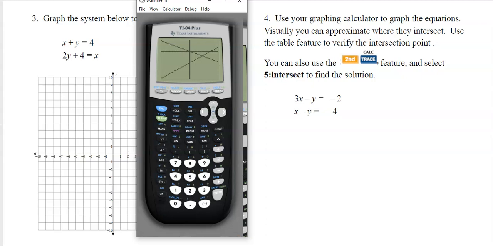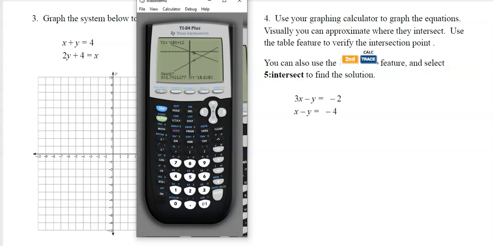So now if I want to find the intersection, what were my steps? Second trace. So I'm going to go second. Really, I'm trying to get to the calculate menu, but second trace, which is calculate. Go down to number 5. I just hit 5. You can scroll down. And now I can see my cursor is on the bottom line. It doesn't really matter where it is, as long as you can tell it's on one of the lines. Hit enter, yep. And now it jumped to the top line, and I'm like, yep.